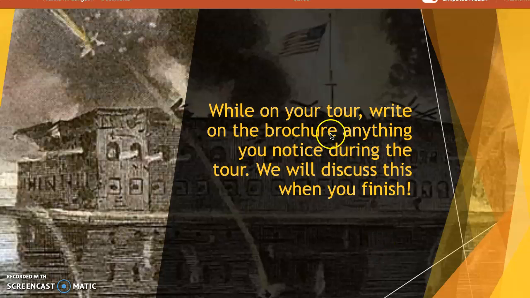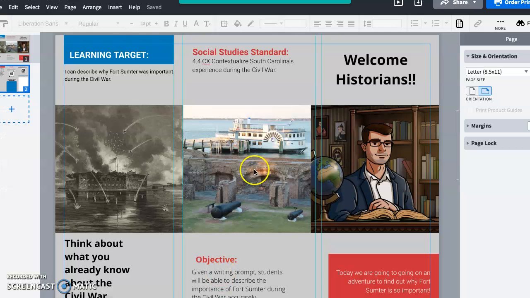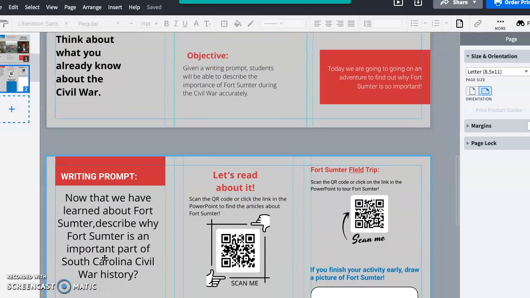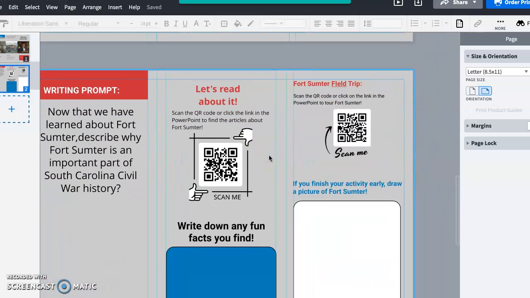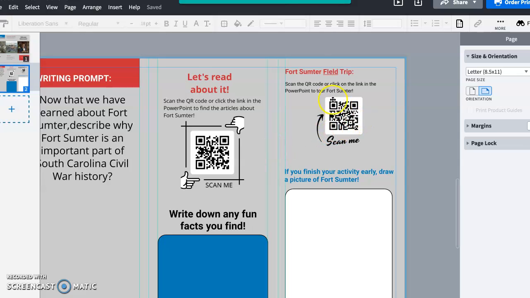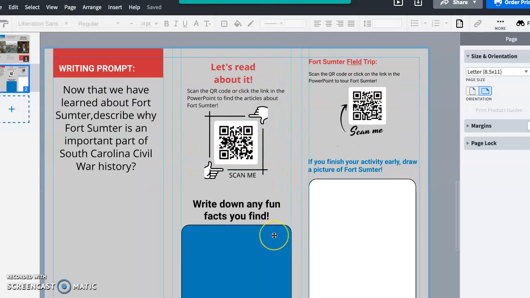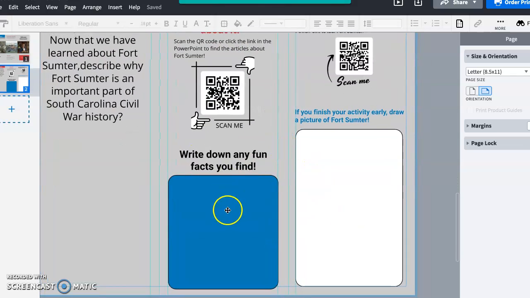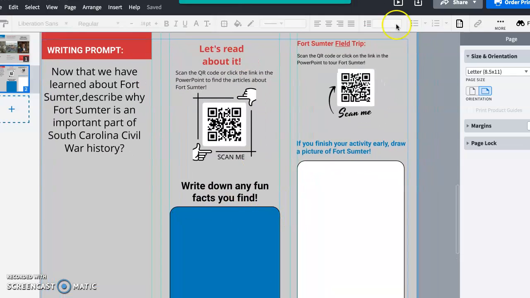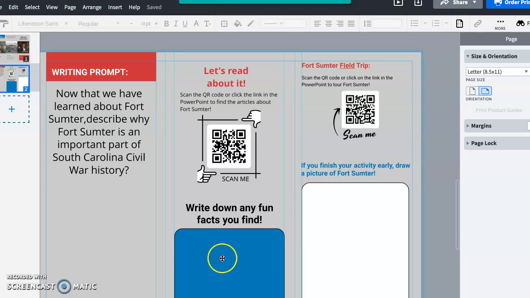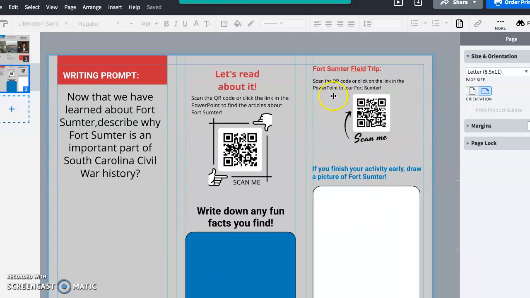So once they did that, students would have already gotten the brochure, which looks like this. It gives them the standard, the objective, what we're going to be learning today, thinking about what we already know about the Civil War. Students would get this when they came in the classroom. I have QR codes for the YouTube link as well as the articles that the students are going to read. I would ask them to write down any fun facts that they found out during the video portion where they went to Fort Sumter.